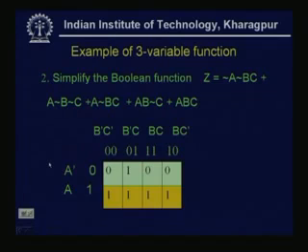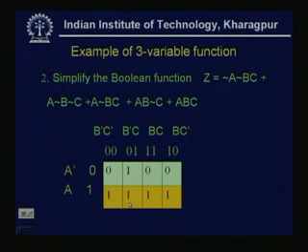Now, we take another 3 variable function, that is A bar B bar C plus A B bar C bar plus A B bar C plus A B C bar plus A B C. Here there are 1, 2, 3, 4, 5 min terms. So, 5 min terms we put in the K map, and the min terms will be A bar B bar C, A B C bar, A B bar C, A B C.